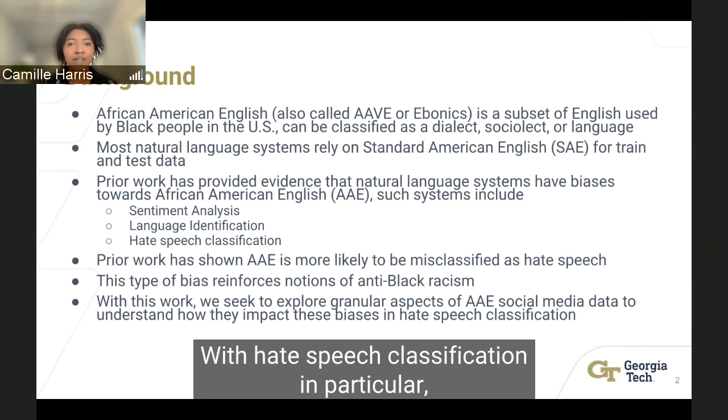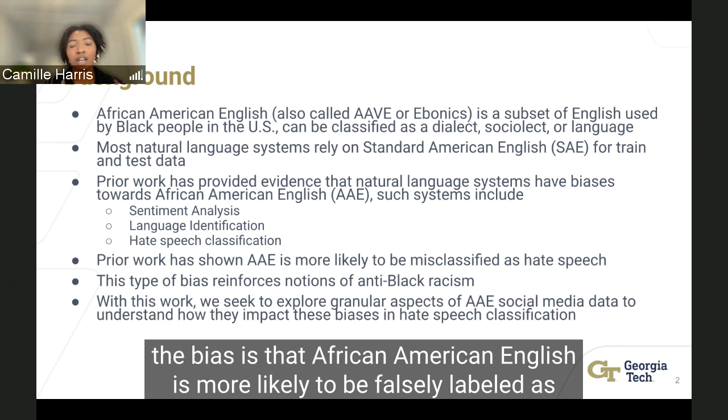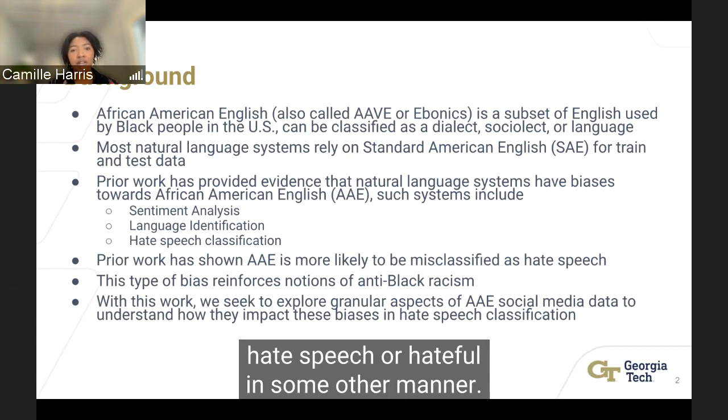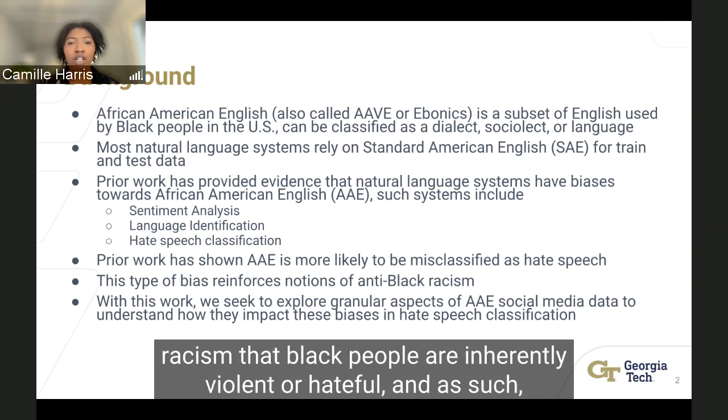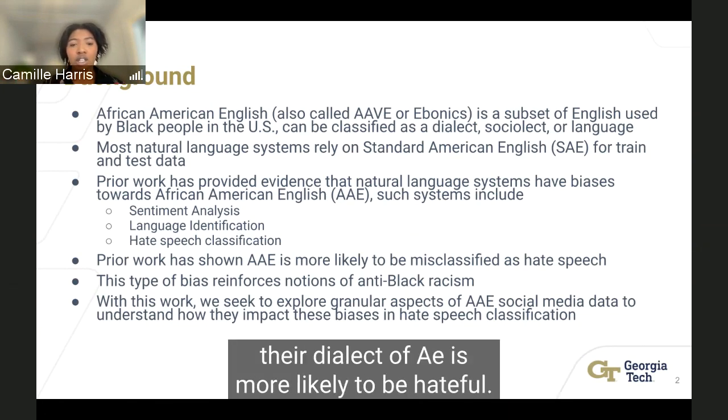With hate speech classification in particular, the bias is that African American English is more likely to be falsely labeled as hate speech or hateful in some other manner. This bias reinforces notions of anti-Black racism, that Black people are inherently violent or hateful, and as such, their dialect of AAE is more likely to be hateful.